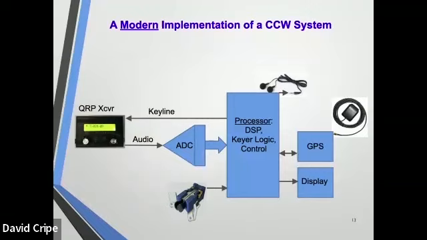So here we come back to today. And as you might expect, there are some basic systems. We've got it inside here. The processor, as I showed, has the DSP, the key logic, and the control, and an ADC, an analog to digital converter. And we have audio coming in from the QRP rig, a nice stable QRP rig. Then also we have the processor sending out the key line, the line to turn the Morse code on and off.